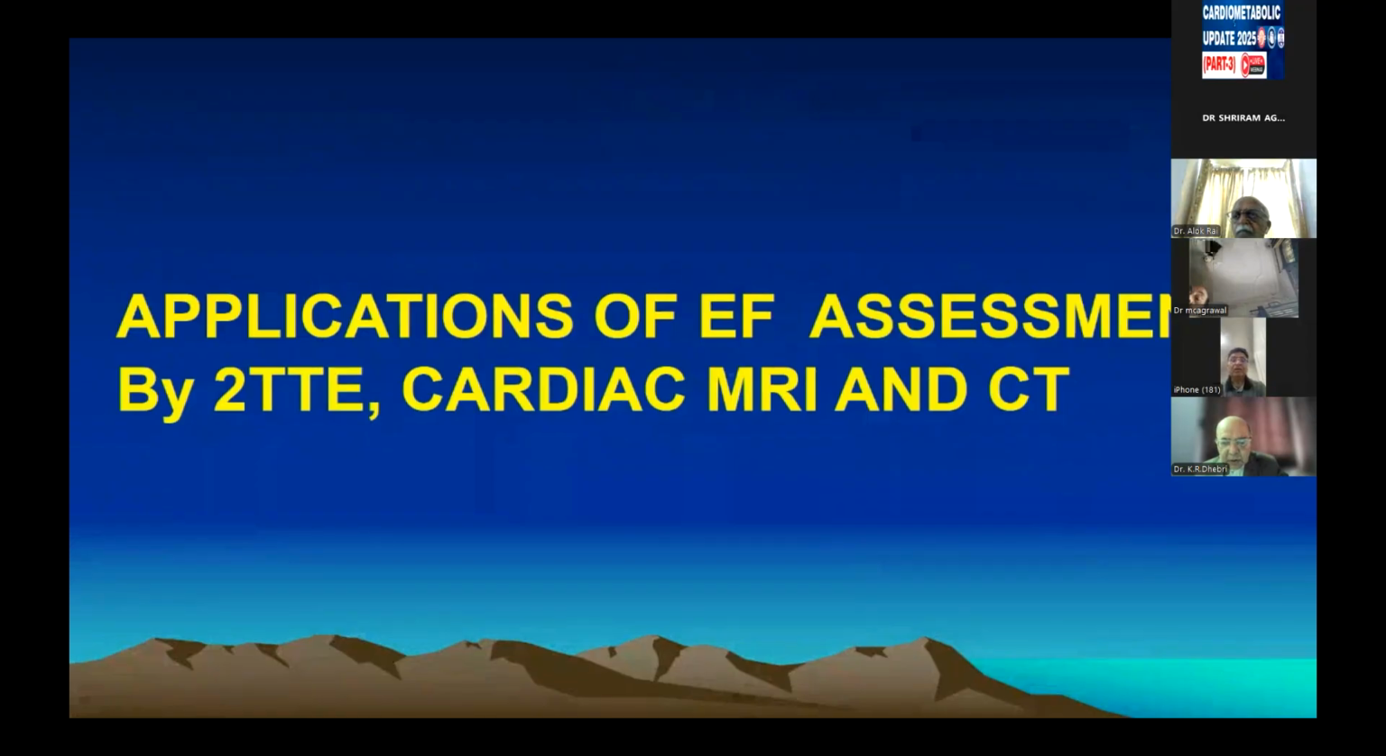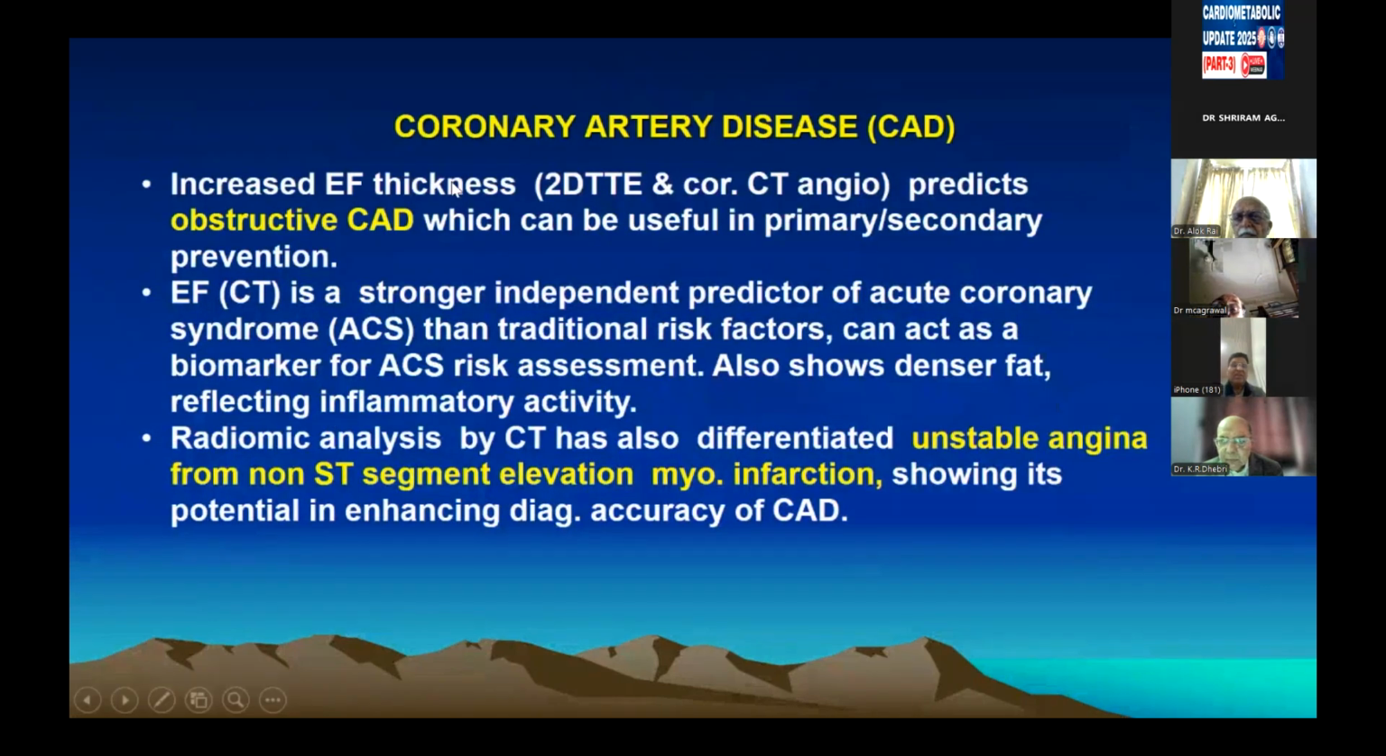Now, what are the general applications of epicardial fat assessment by the various non-invasive techniques? Most important is to look at coronary artery disease. Increased epicardial fat thickness by any of the techniques, two-dimensional echo or CT, predicts obstructive coronary artery disease, which can be useful in primary or secondary prevention. So that's one way to think about whether the patient has obstructive coronary disease: look at this epicardial fat thickness, which can be done routinely in an echocardiogram by looking at parasternal long and short axis views.